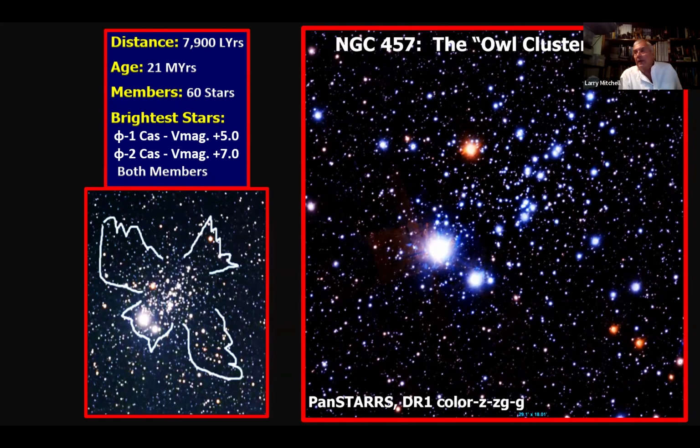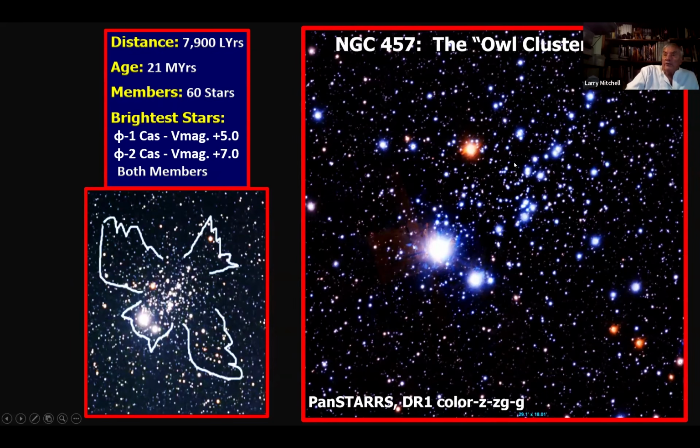It is a little bit older cluster. It's 21 million years of age, and it consists of 60 stars. And to me, if these are the eyes, this is the body. You can see the tail kind of fans out, and to me, these are the wings. But most people see this, as I say, as ET.